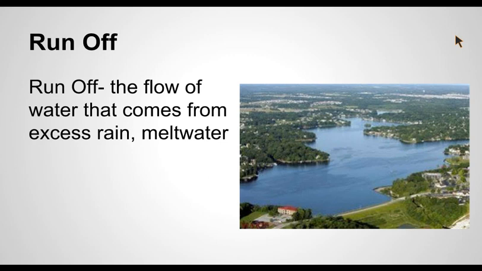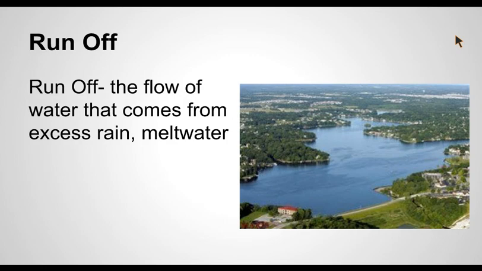We'll begin with the runoff stage, which is simply the flow of water that comes from excess rain, meltwater, snow melting into water, stuff like that. It's just like this lake, for example. This is actually the lake in Mr. Doss's hometown. Now remember that this is simply what we picture as water on Earth, not just this lake, but rivers, puddles, oceans, etc.